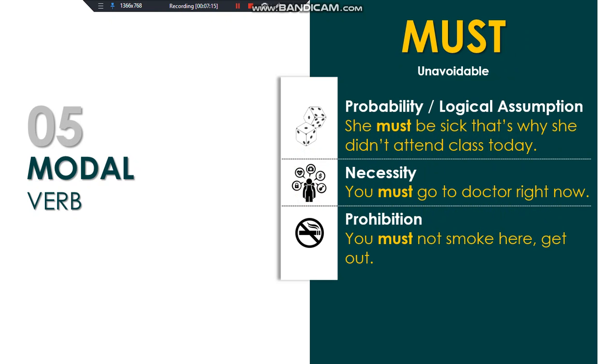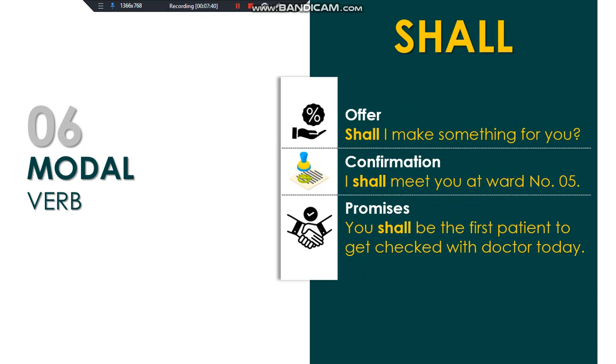Go please and check yourself with the doctor. And then we have prohibition. Many times you must have seen this written: you must not smoke here. In hospital sites or the premises of hospital, you must not smoke there, right? So we use must where there is an unavoidable action, meaning that action cannot be avoided at all, you have to do it. Whereas we have shall in the next one.